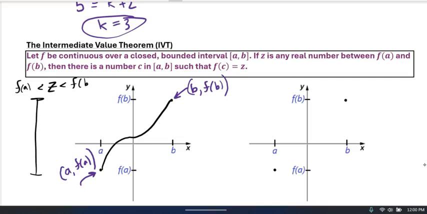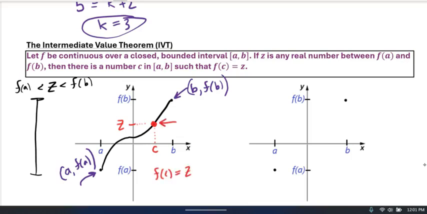Just in this case, the way that I've drawn it, z would be like that. We want it to be any number in there. There's a number on the interval a to b that makes that true. So for example, if I pick some random spot between f of a and f of b, let's just say right here, that's my z, then we should be able to map that over to the function and find a point on the graph that maps down to here, c, such that f of c equals z.